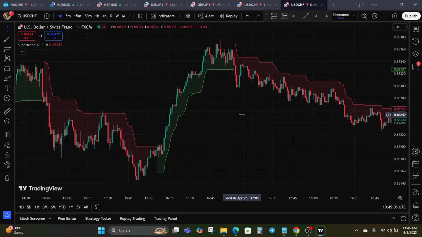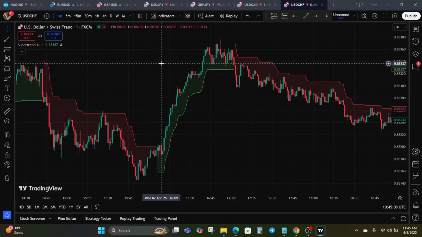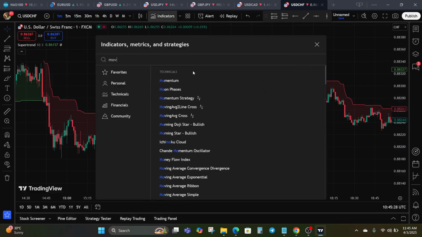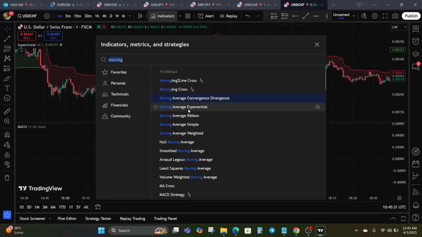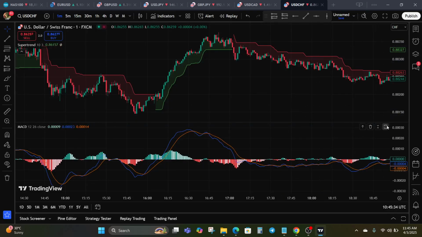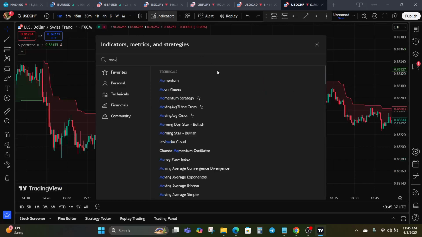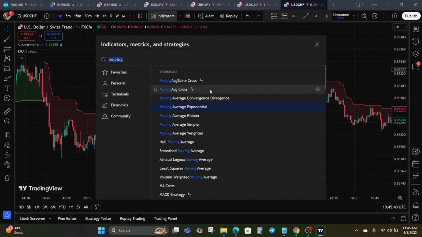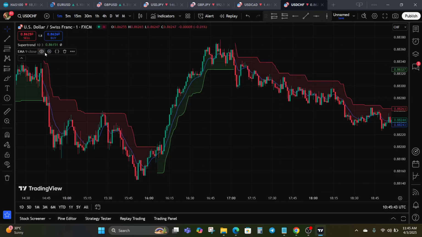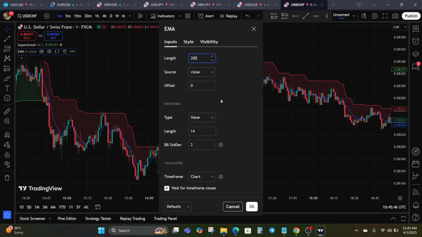Then after you have done that, in order to get confirmations, you can decide to add an exponential moving average to the chart. But even without adding an exponential moving average, you can also use this indicator alone. Just for the sake of confirmations, you can decide to add a moving average to the chart. Let me add the exponential moving average. We're going to make it the 200 EMA for overall trend direction.